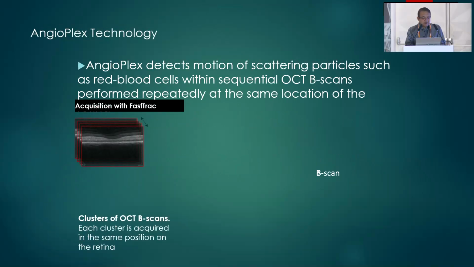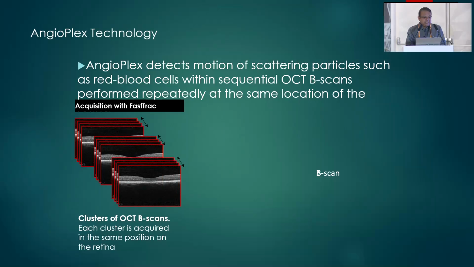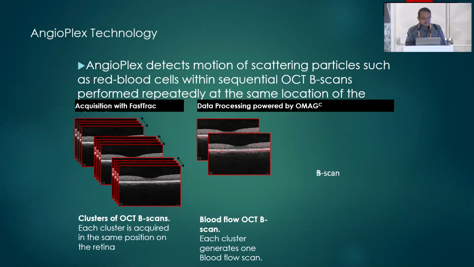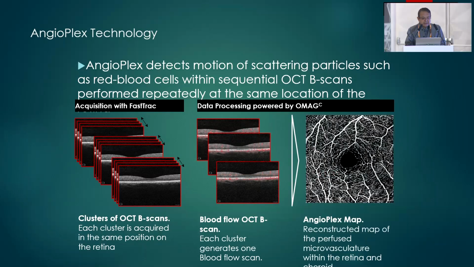The principle involved here is that Angioplex detects motion of scattering particles. These are RBCs, within sequential OCT B-scans performed repeatedly at the same location of the eye. Each cluster is acquired in the same position on the retina. Each cluster generates one blood flow scan, and then you get this kind of Angioplex details where you can see different capillaries and blood vessels in the retina.